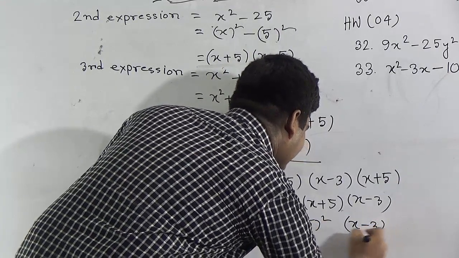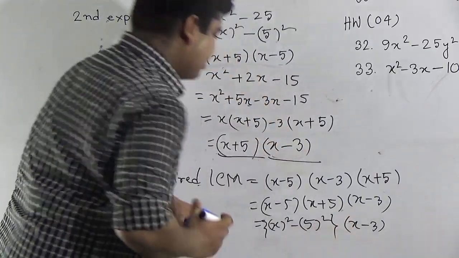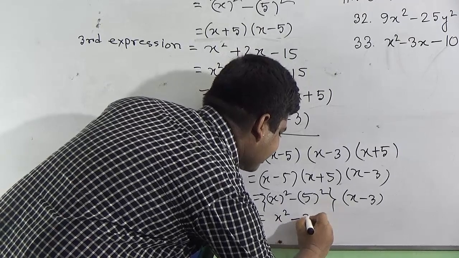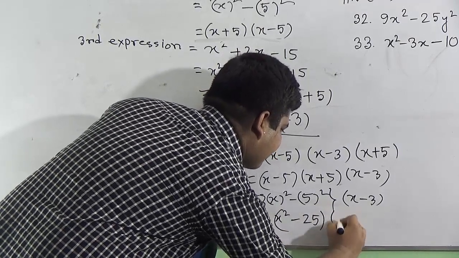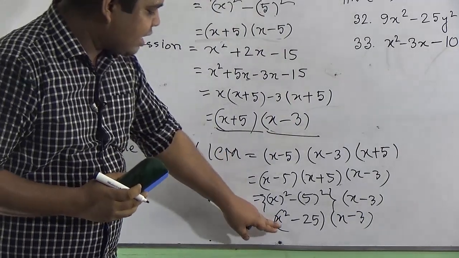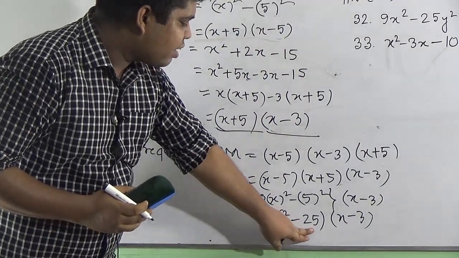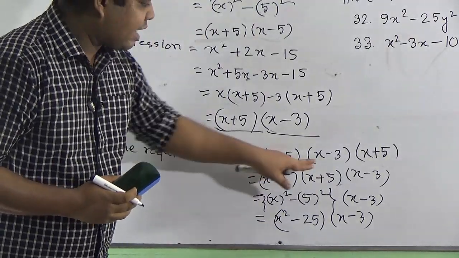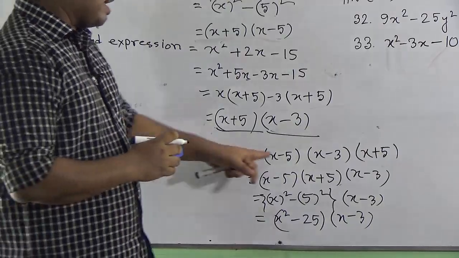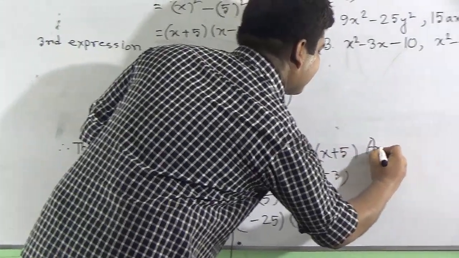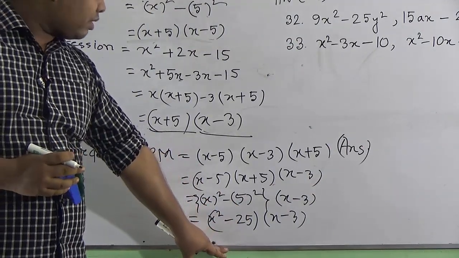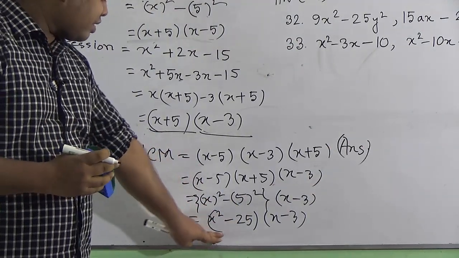Here x minus 3 is here. So x square means x square and 5 square means 25, and x minus 3. I hope you understood how to find x square minus 25 from this expression, and x minus 3 is left. Okay, x minus 3 is left. You can write the answer here, but if you do this, it will be more suitable.